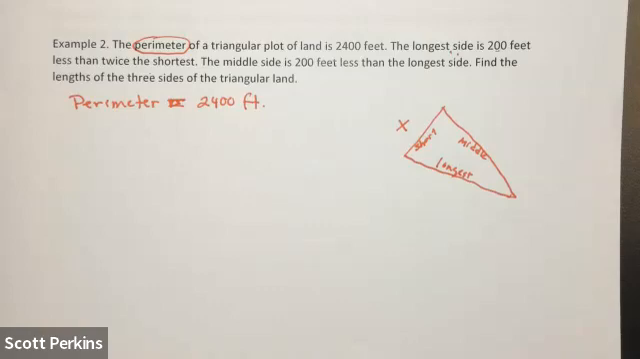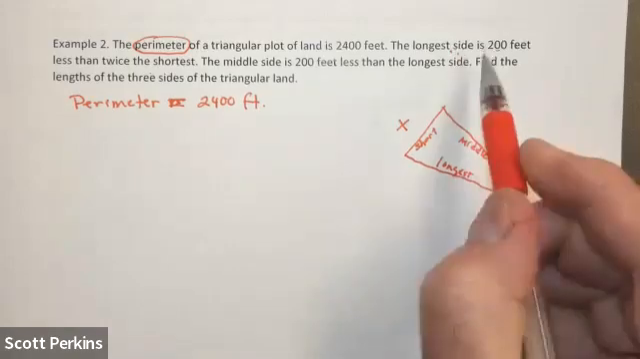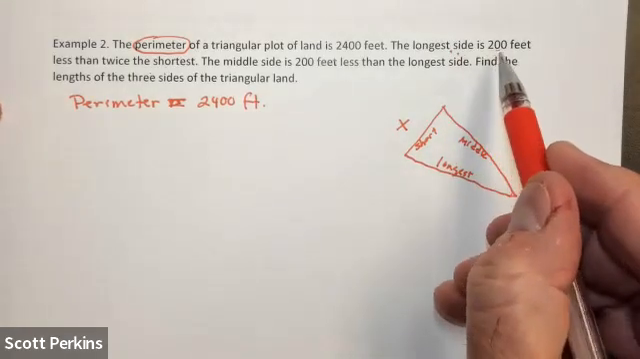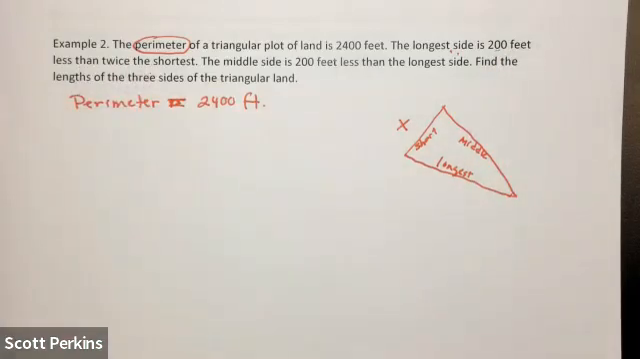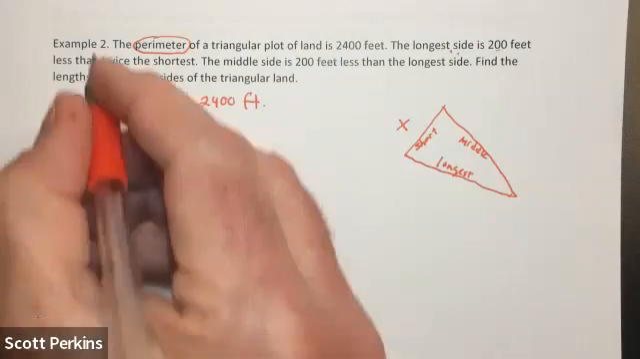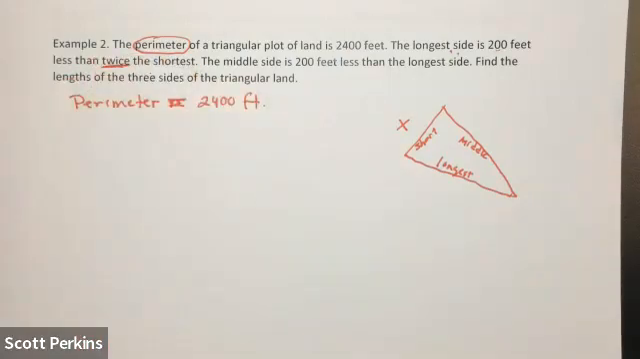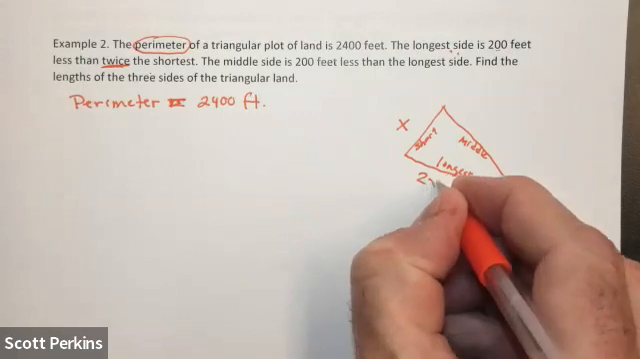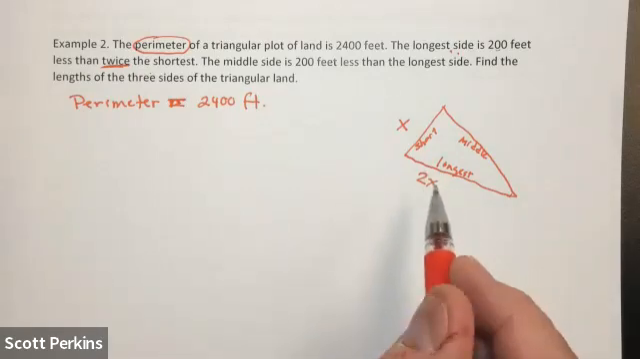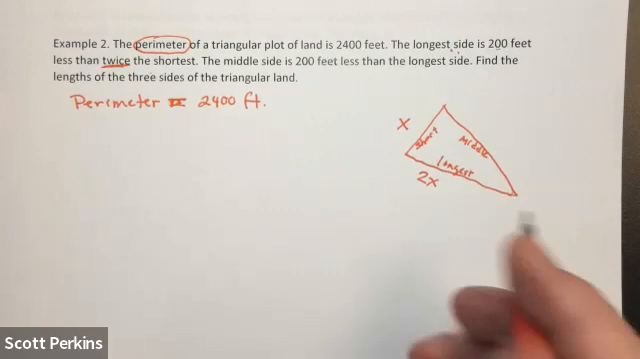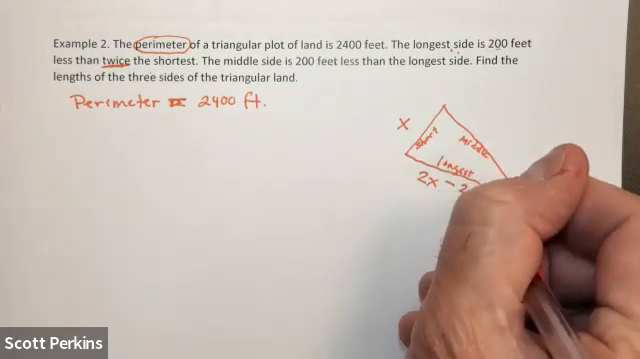So let's come up with an expression now. Propose for me what you think the expression for 200 feet less than twice the shortest side is going to be. Twice, in case you didn't know, means to multiply by 2. So 2x, twice the shortest side. And then 200 less than that means whatever value I get when I double the shortest side, I'm then going to subtract 200.